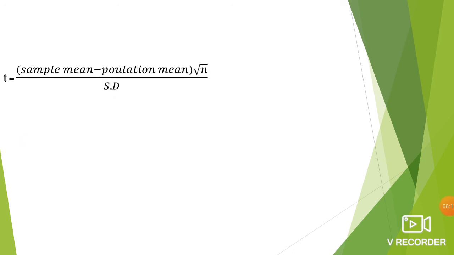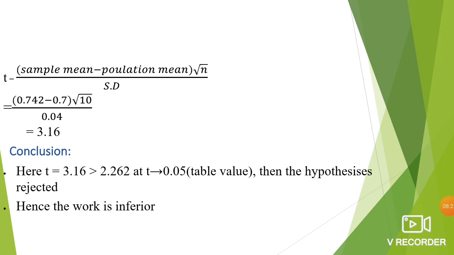Then by the t-test, sample mean minus population mean, into root 10, divided by standard deviation. We get 3.16, which is greater than 2.262 at 5% significance level. So the hypothesis is rejected. If the value is greater than the given value, the hypothesis is rejected. So the work is inferior. That is the conclusion. So these are three types of problems under the student t distribution.